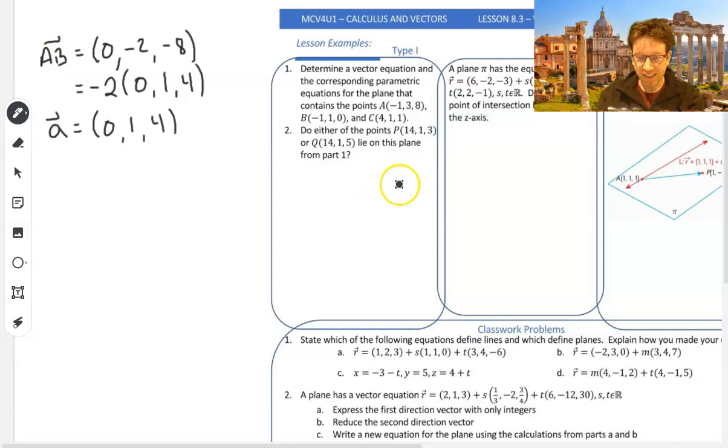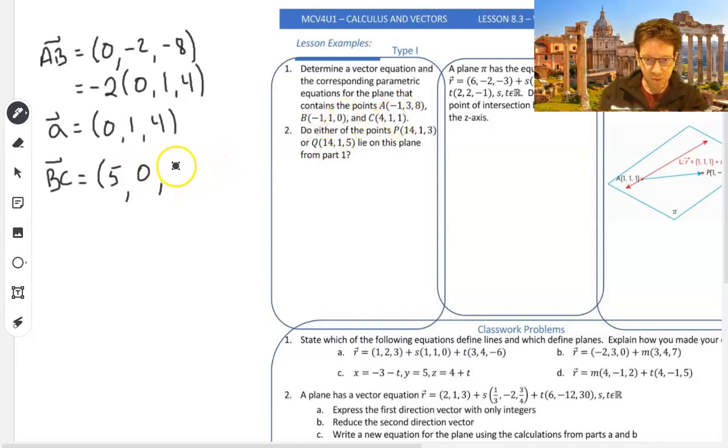All right, let's use another line because we want to figure out what B is. So BC, let's figure out what BC is. We'll find the difference in those coordinates. So 4 subtract -1, that's 5. 1 subtract 1, that's 0. And 1 subtract 0, that's 1. And that looks like it's in lowest form there. So I'm going to just label that as being our vector B.